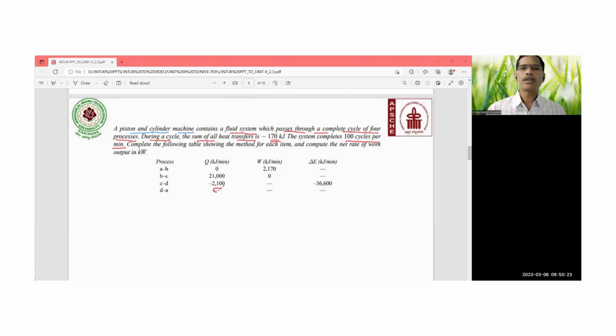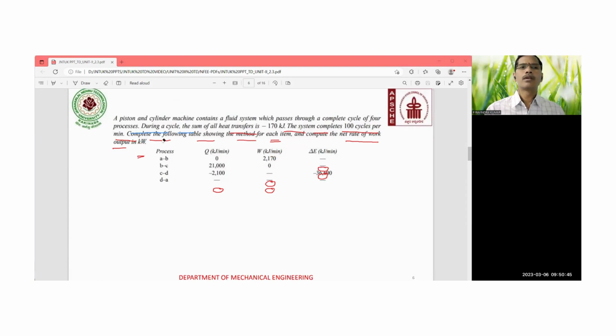So here, whatever the empty cells are there, complete the following table showing the method for each item and compute the net rate of work output in kilowatts. So this is how you have to solve the case. Observe the empty cells, and based on that, you have to write the answer.